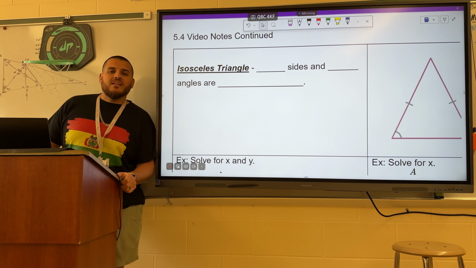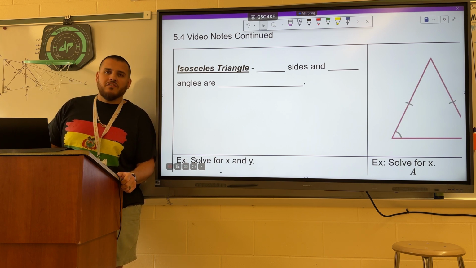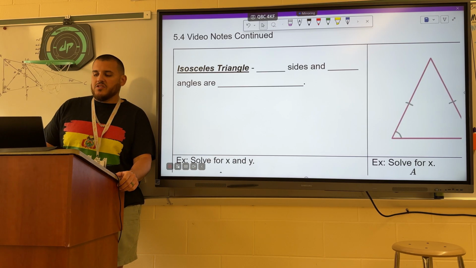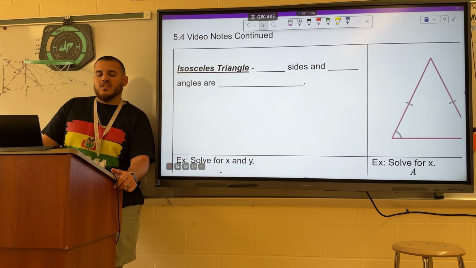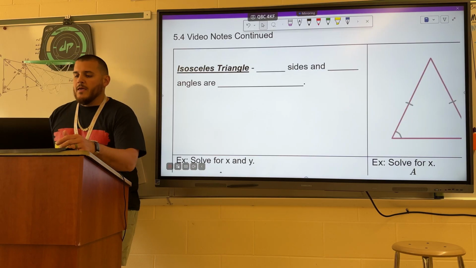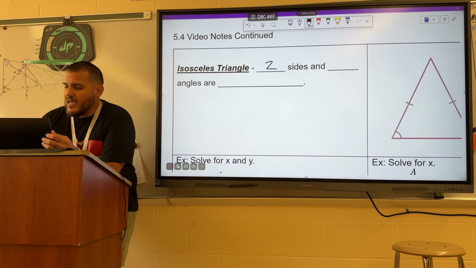Next, we're going to be discussing our isosceles triangle, which definitely has more going on for it than the equilateral triangle. There are much more complicated things involved here in this triangle. Much more logic is going to be involved in solving isosceles triangles. So let's learn about it here. We're going to have two sides and two angles congruent to each other in our isosceles triangle.